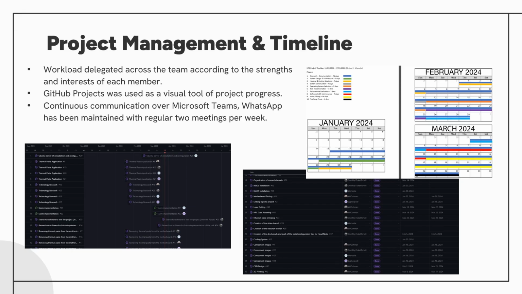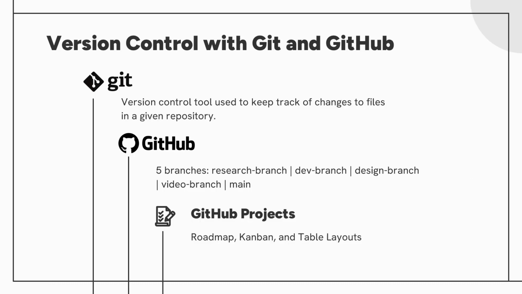The workload has been divided and delegated across the team according to the strengths and interests of each member. A visual timeline has been developed as a guideline of the project's lifecycle. Additionally, GitHub Projects was incorporated for further visualization using Kanban, table, and roadmap layouts. All project files have been managed and controlled using Git and GitHub for version control. In total, 5 branches were used: research, dev, design, video, and main.